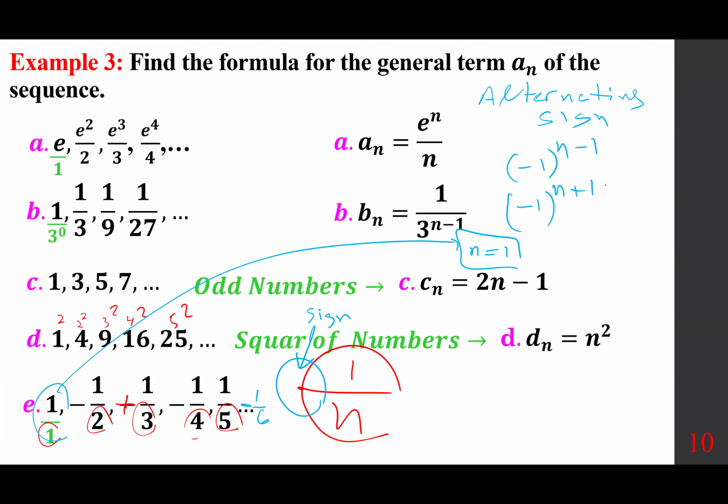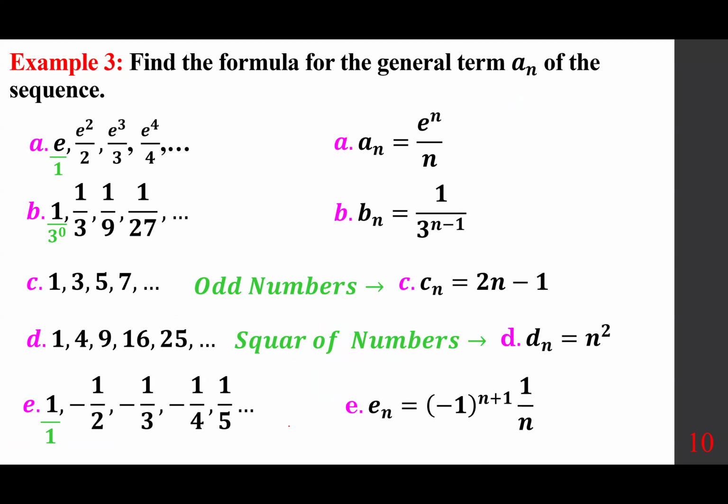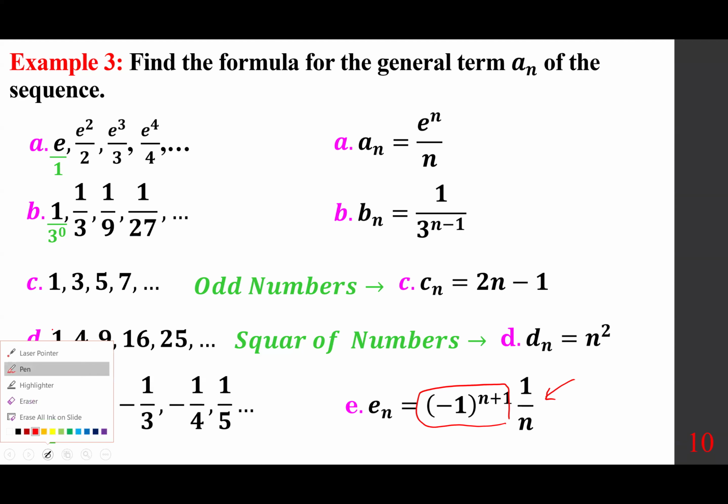And I'm going to work on this one. Okay, minus 1 to the power of 1 plus 1 is minus 1 squared, which makes it positive 1. Therefore, let me erase my work. The answer must be this, representing the alternating sign, and 1 over n. So for a case like this, look at alternating sign and how you arrive at the answer. That's how it works, everybody. Pretty straightforward.